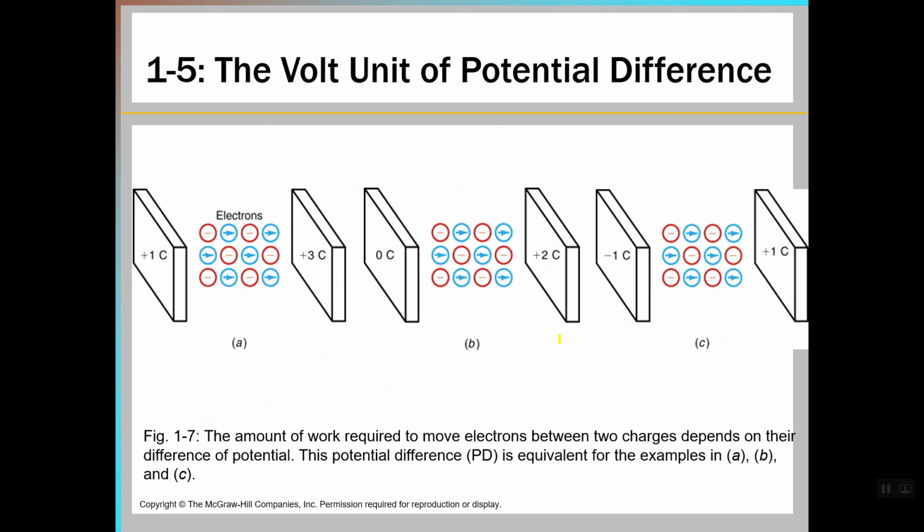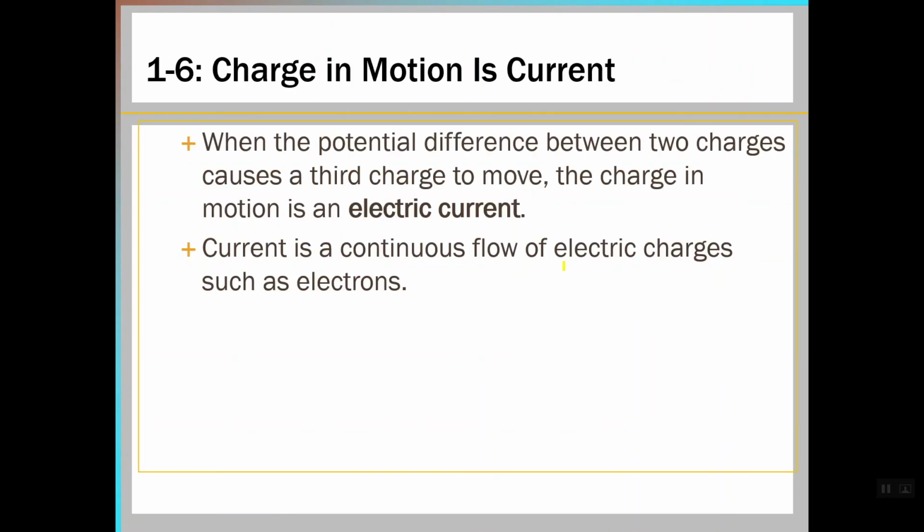And that really boils down to, notice the difference here. That's still 2, that's 2, and that's 2. That's the same potential difference across all 3. They're equivalent. But it's because I have 1 coulomb here and 3 here, 2 here, blah, blah, blah. Okay. The difference is what generates a charge. When you get electrons flowing, current is a continuous flow of electrical charges such as electrons.